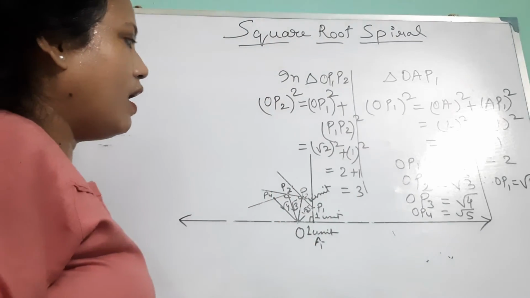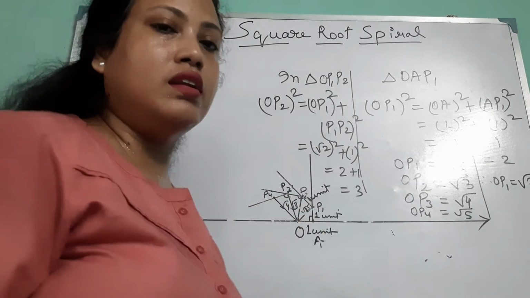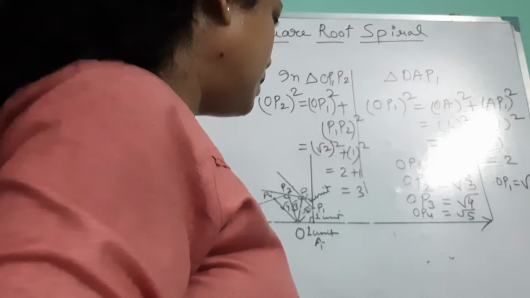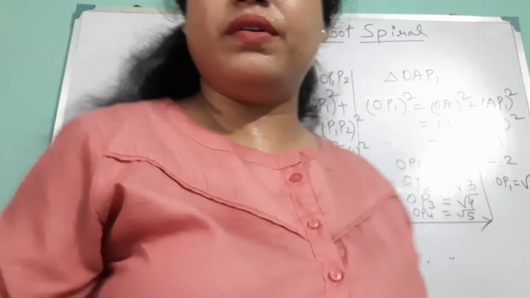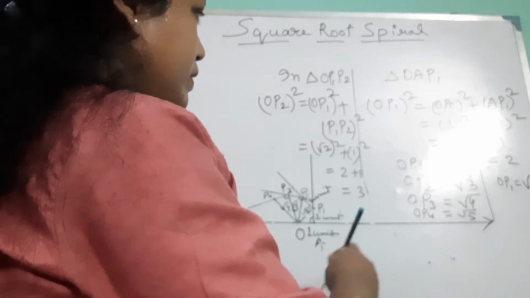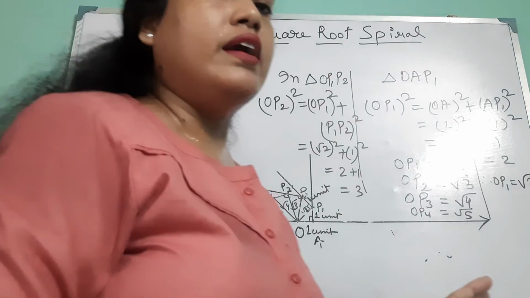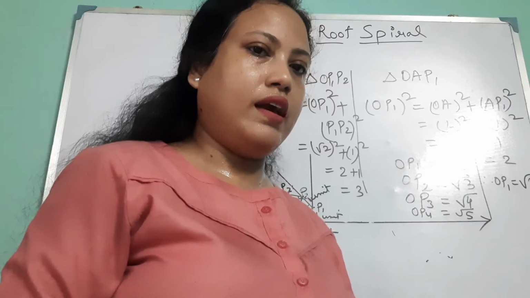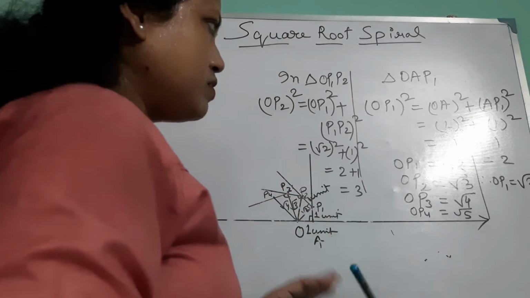Now how to represent these irrational numbers, root 2, root 3, root 4, root 5 and all these on the number line? Here we need the help of the compass. Everything we are doing here with the pen, but in your copy you have to always do it with a scale, pencil, compass and protractor. Don't use any pen.